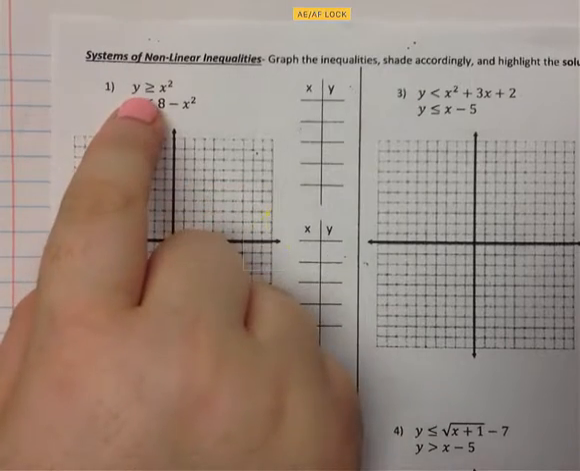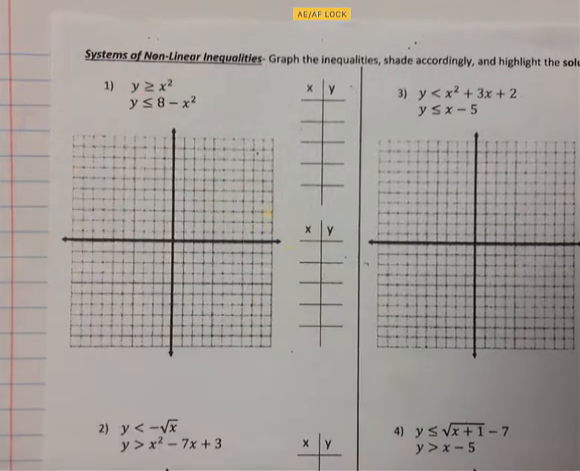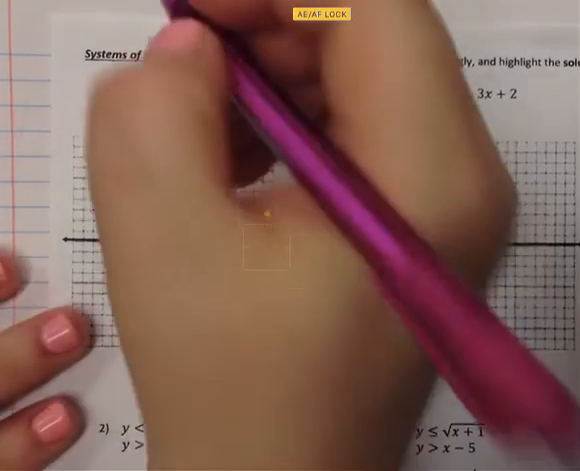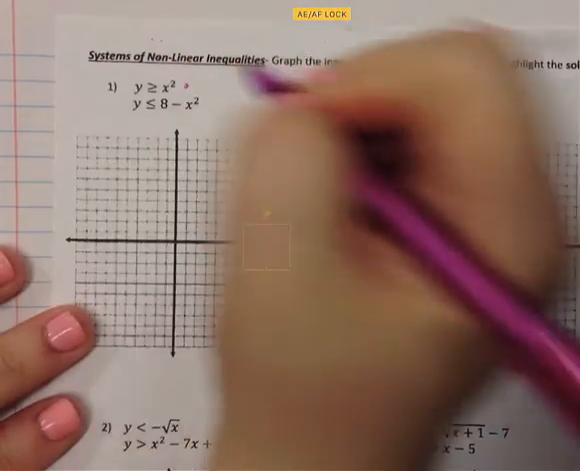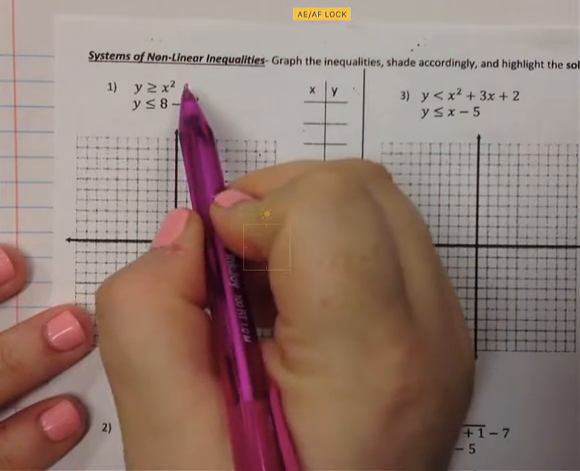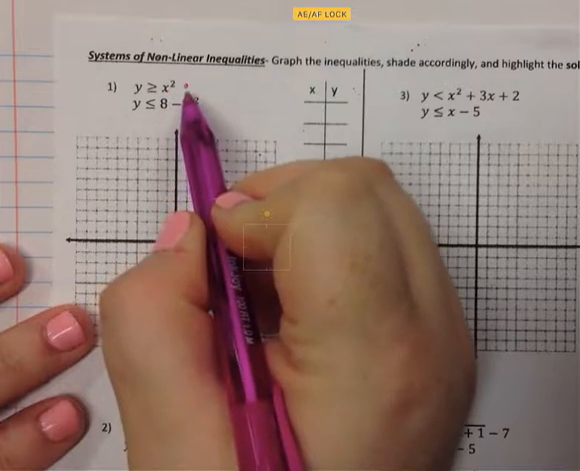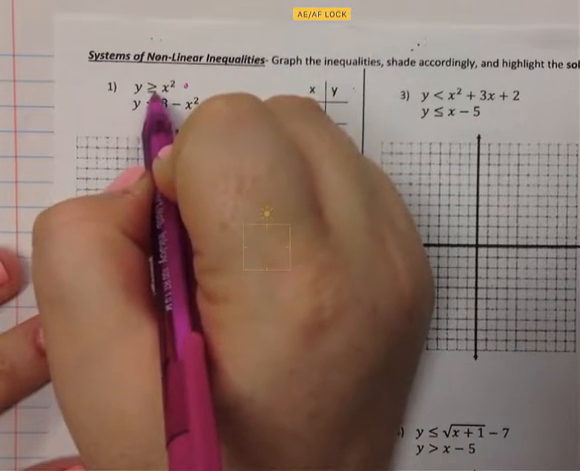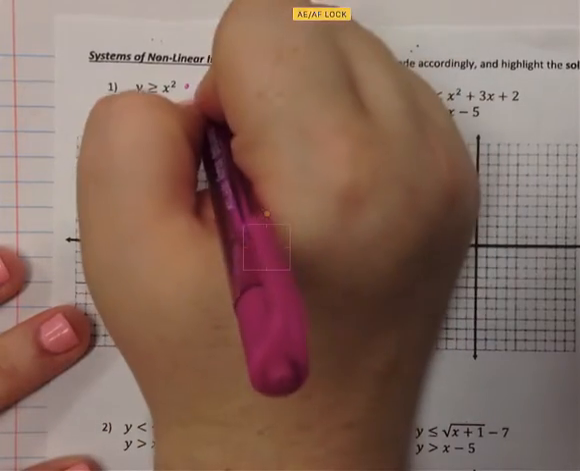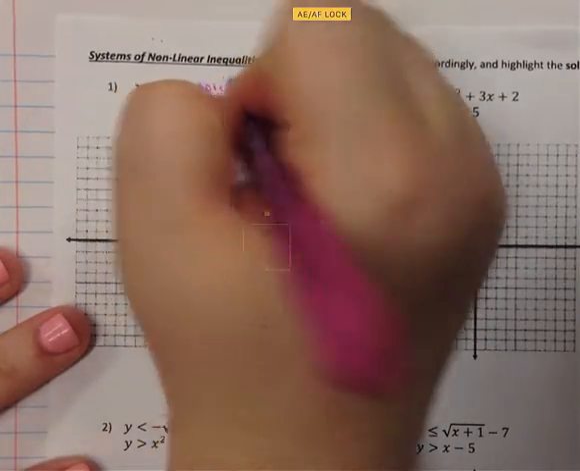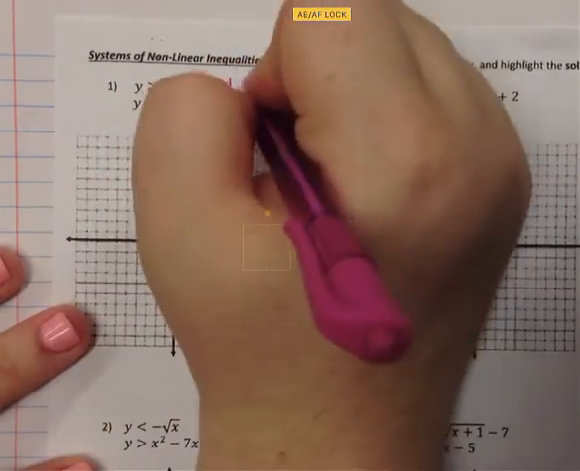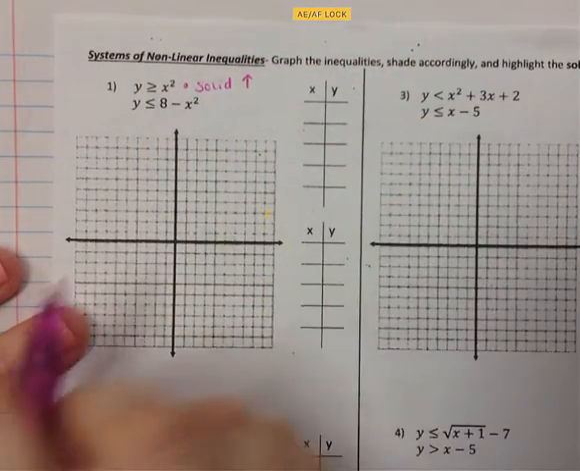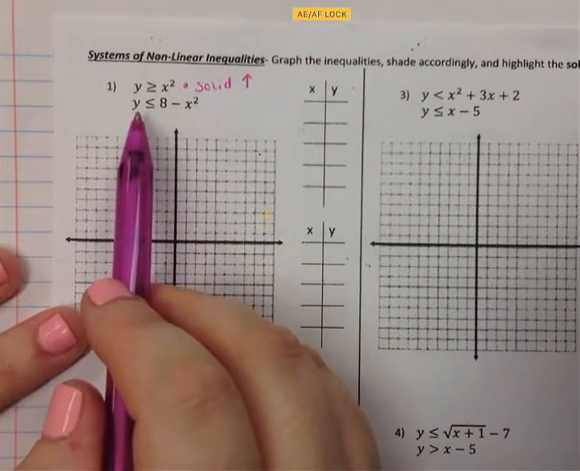My first one is y is greater than or equal to x squared. I'm going to graph that in pink. I'm going to put a little pink dot beside it, so that I know which one goes with which. I do know that this is going to be a solid graph because of the greater than or equal to, and because it's greater than, I know I'm going to shade up from the parabola.